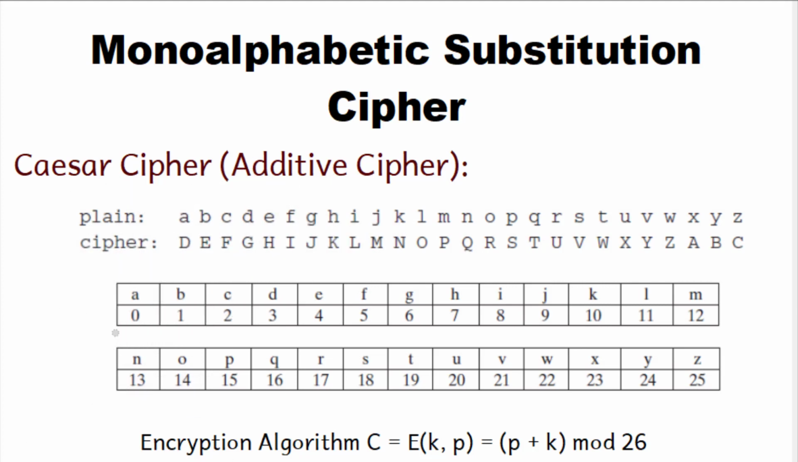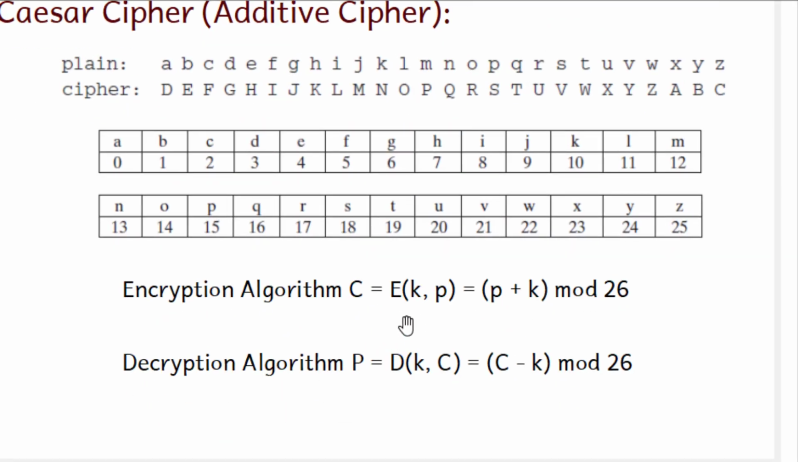Now, in order to make a mathematical formula, we give the alphabets numbers. A is given 0, B is given 1, C is given 2, and we go up to 25. Because there are 26 alphabets and we start from 0, the last alphabet becomes 25. This is the encryption algorithm. C is the ciphertext alphabet, equal to E(K, P). K is the key, P is the plain text and E is the encryption formula. So we interpret this as C equal to encryption of P with key K.